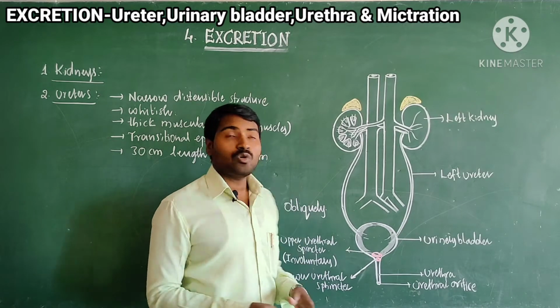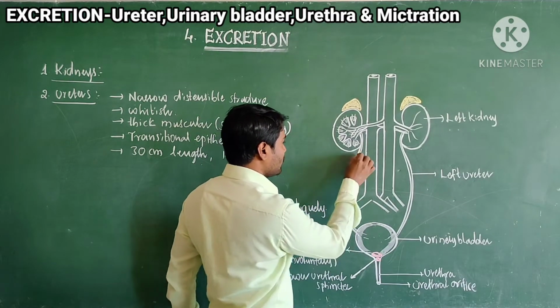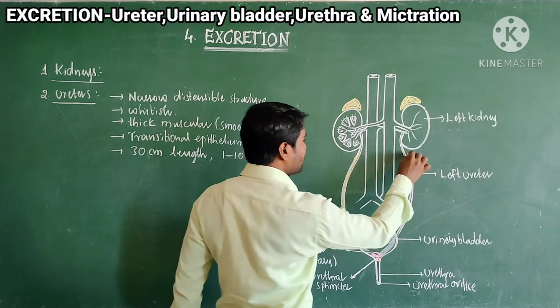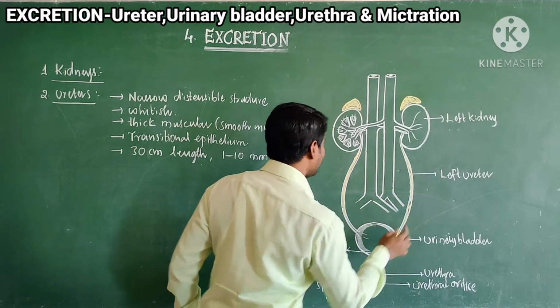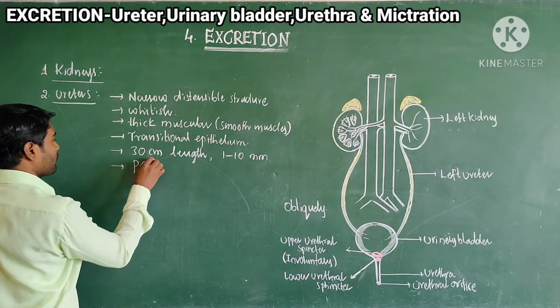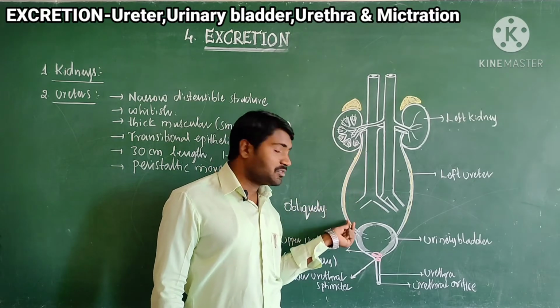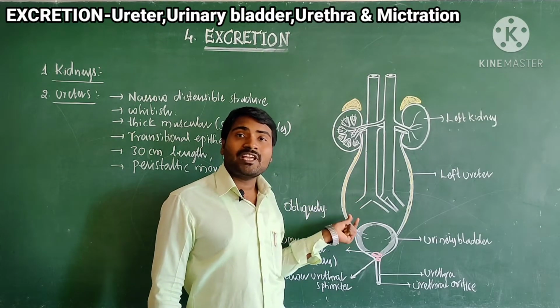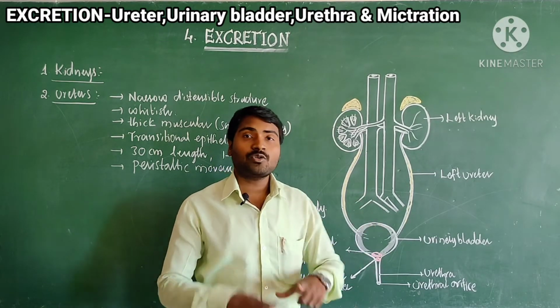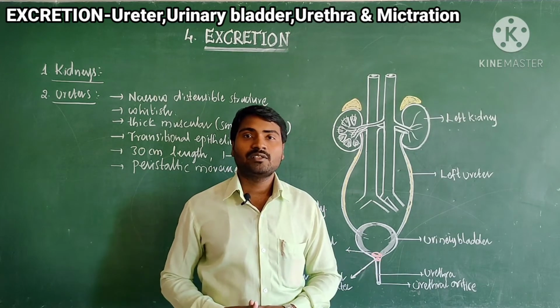The urine moves through the ureter by a wave-like movement. This wave-like movement is known as peristaltic movement. By peristaltic movement, urine comes from the kidneys, passes through the ureter and finally gets stored in the bladder. Now let us discuss the structure of the urinary bladder.